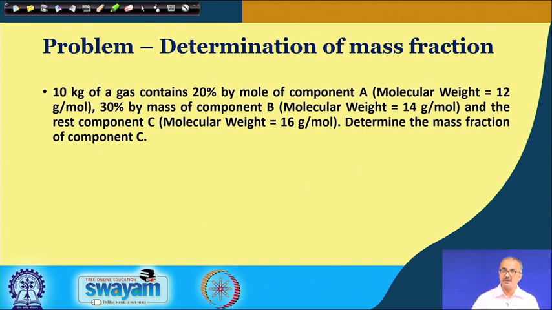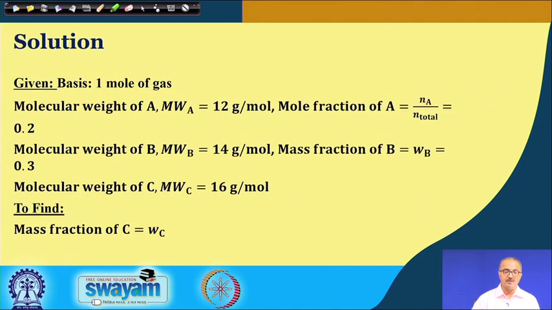So, this is quite an easy problem. We take a basis of 1 mole of gas. So, we write the molecular weights of these three components here, and we know that the mole fraction of A is given as the number of moles of A divided by the total number of moles, and that is 0.2, and similarly the mass fraction of B is given, that is the mass of B divided by the total mass of the system, that is 0.3.